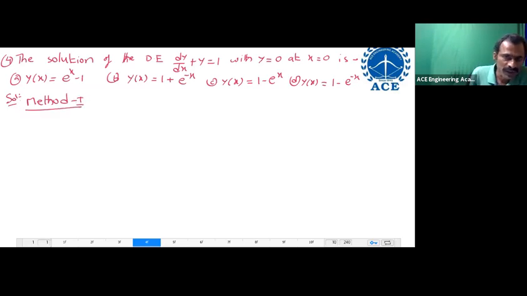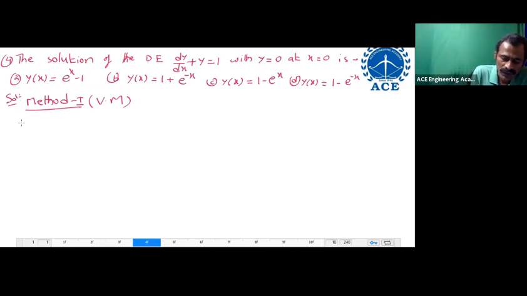Method 1 is the verification method. And we have 2 types of verification methods. One is using the condition, the other one is using the differential equation. Using the differential equation, we can choose the answer. Using the condition, we can choose the answer. Let us verify the options using the condition only.